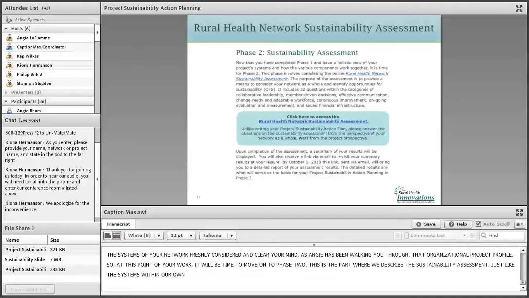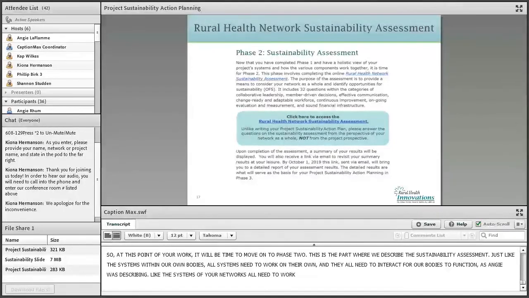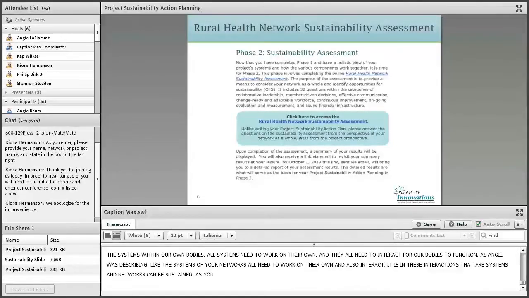Just like the systems within our own bodies, all systems need to work on their own, and they all need to interact for our bodies to function, as Angie was describing. Likewise, the systems of your networks and projects all need to work on their own and also interact. And it is in these interactions that our networks and our projects can be sustained. As Angie mentioned, that truly is the basis of this guide that we have put together.